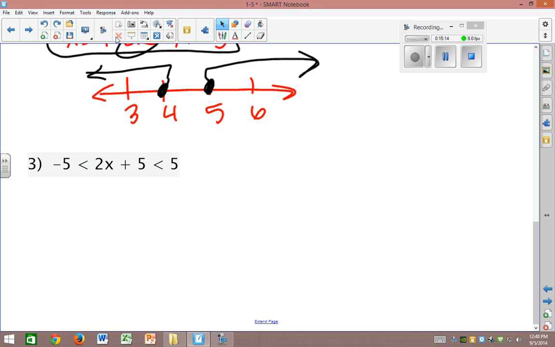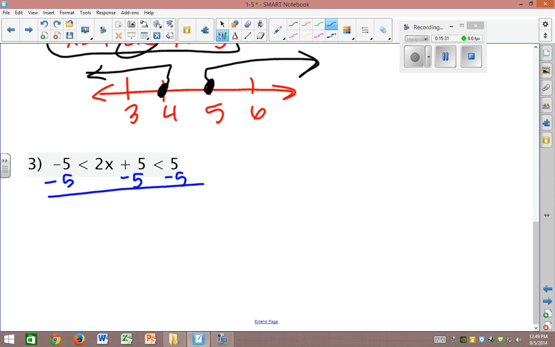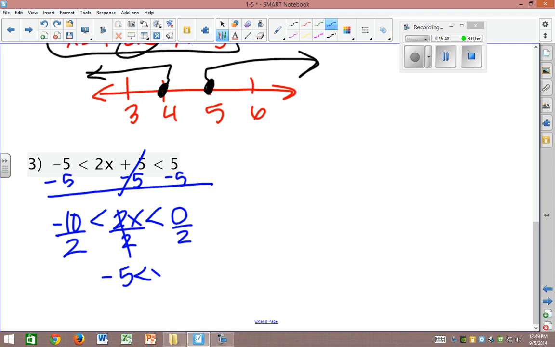So here's a sandwich. It's an and, even though it doesn't say so, because the little number is to the left and the big number is to the right. How do you solve an and, or a sandwich? You do the same thing to both ends. I want to get rid of that 5, so I do it there, there, and there. So that's -10 and 0. Then just like we would divide by 2 on both sides, we do it in 3 places. So -5 is less than x, which is also less than 0.